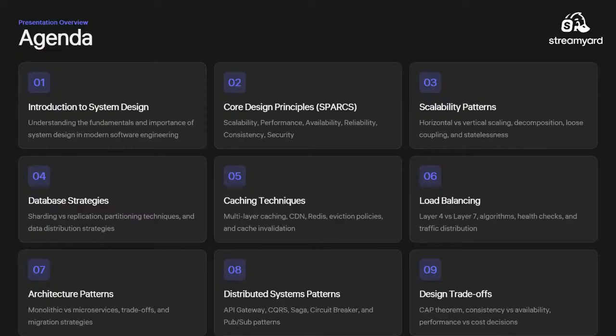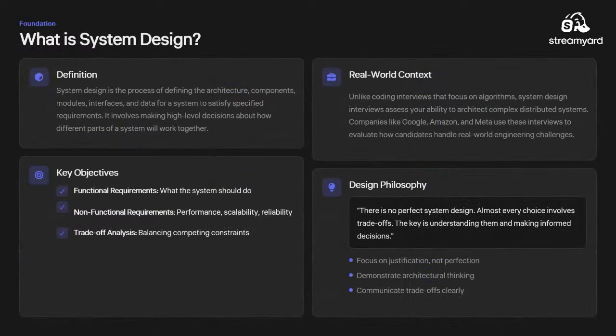Caching, again, is very important. Load balancing, yeah, as systems are getting more and more distributed, load balancing is crucial. Then we talk about architectural patterns, which again we will not cover in greater detail, but certainly we can talk about a few key points around those. Distributed system patterns, again, are really important as systems are getting more and more distributed. And we'll talk about some design trade-offs as well. You might have heard about the CAP theorem and things like that.